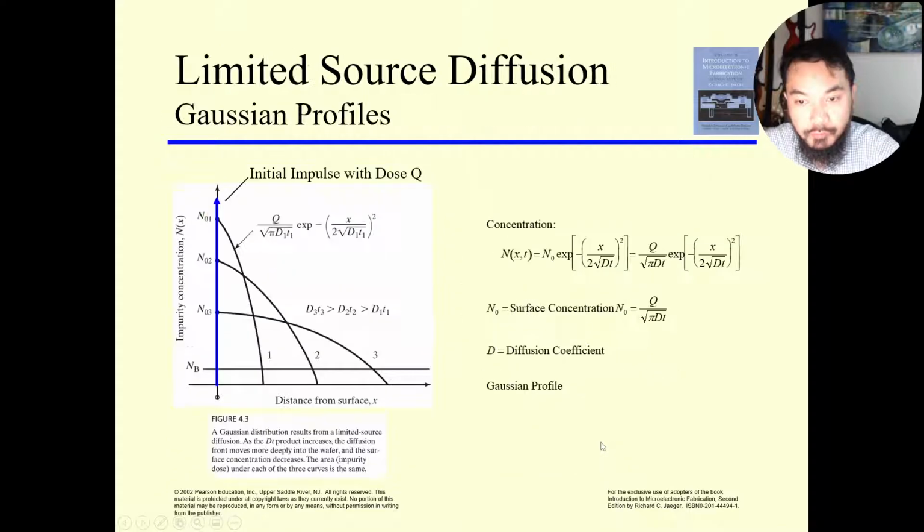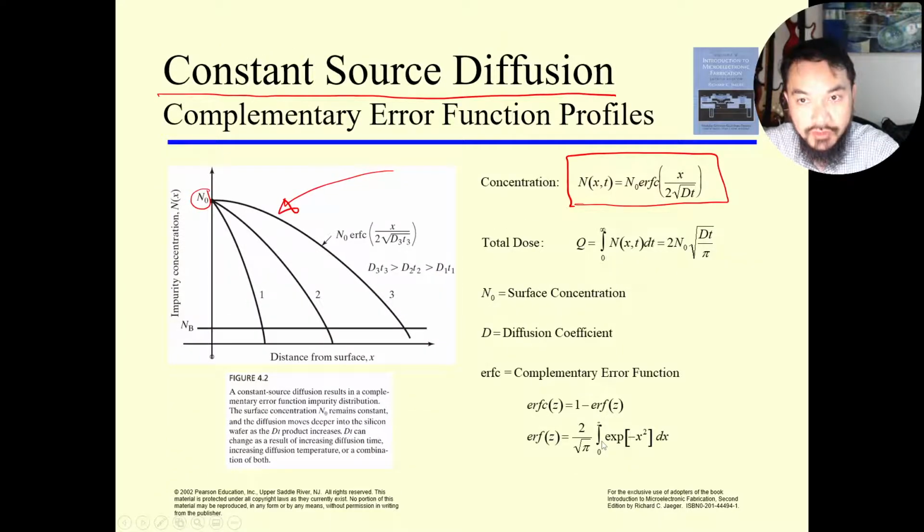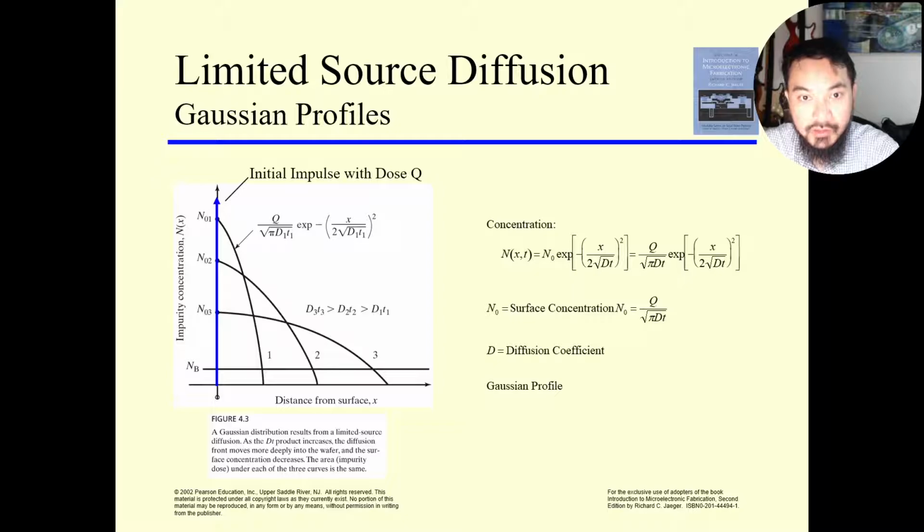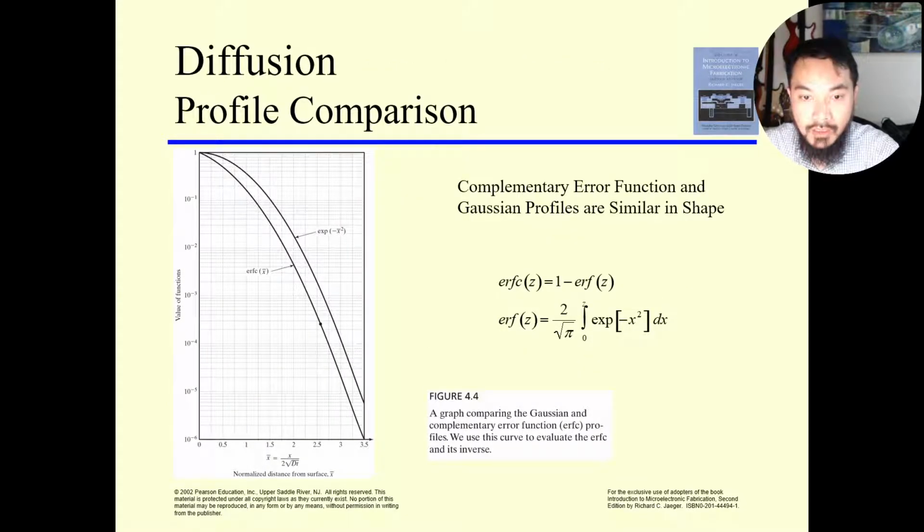And these two are the most important things that you need to understand: constant source diffusion and limited source diffusion. So this is the comparison between constant source and limited source. For constant source, the mathematical model is based on the complementary error function. Limited source is based on Gaussian distribution. They are essentially looking like the same kind of curve, except that the complementary error function drops down faster compared to the Gaussian equation.